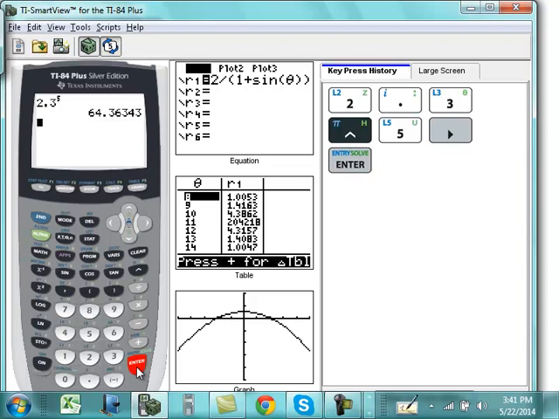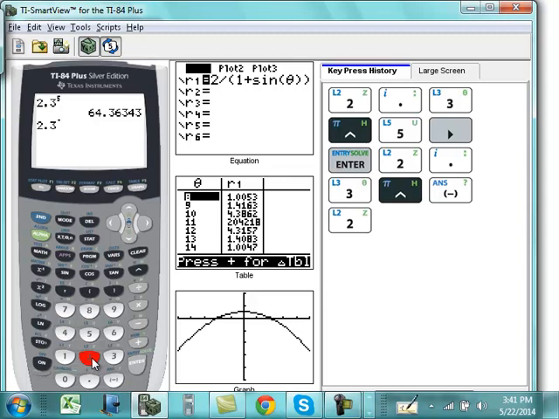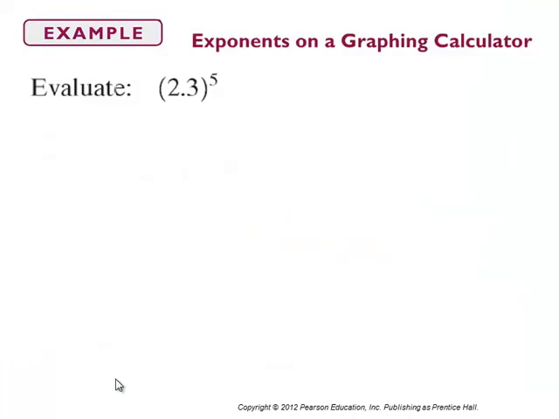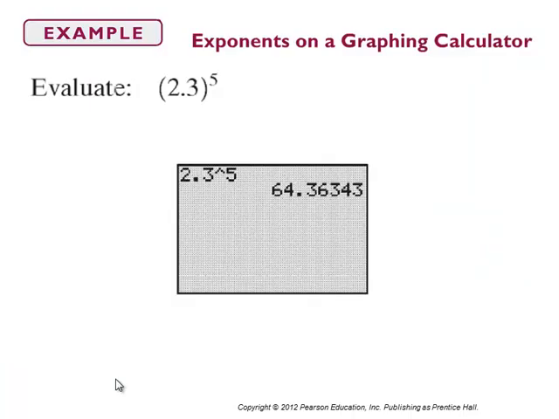If you need to do negative exponents, no problem. 2.3 raised to the negative 2 power, for example. There you go. When you want to raise it to a negative exponent, use this symbol right here, not the minus operation. Use the negative operation. Okay?